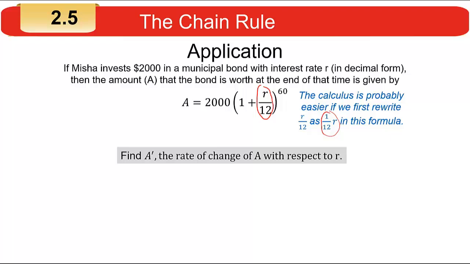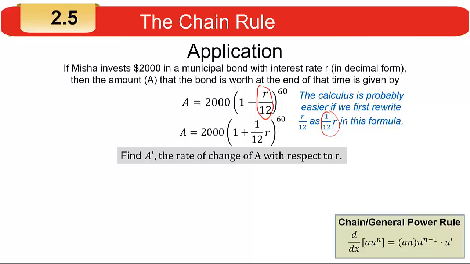And I think in this problem it would actually be easier if you change that R over 12 to 1/12 R. You don't have to, you can do the problem without doing that, but I think it's just easier to take a derivative of a number times the variable than it is to take the variable divided by the number. Just my personal preference. But in this form, you can go ahead and take the derivative by the general power rule or the chain rule. It says you've got to take the exponent times the coefficient, write the base down, reduce the power by 1, and then come back and multiply by the derivative of the base.